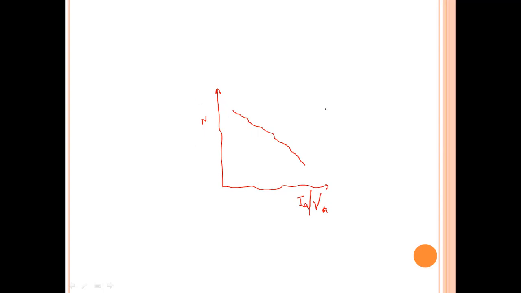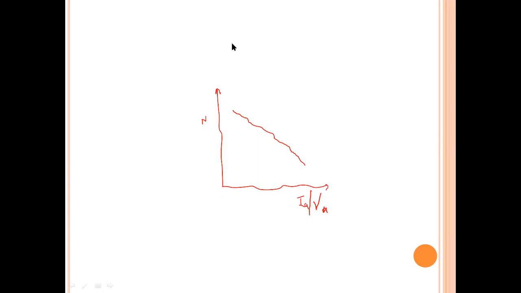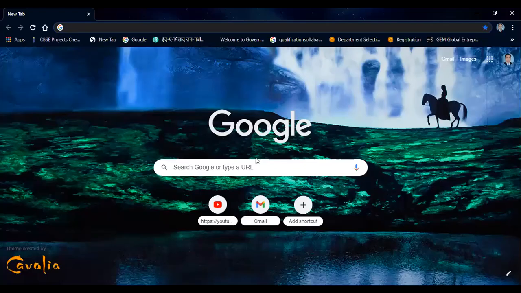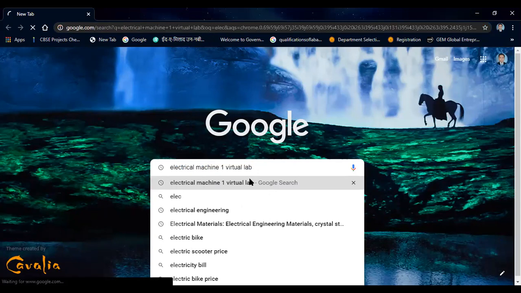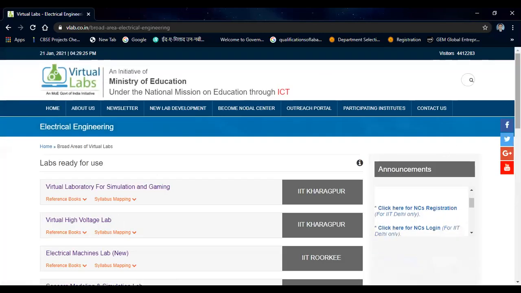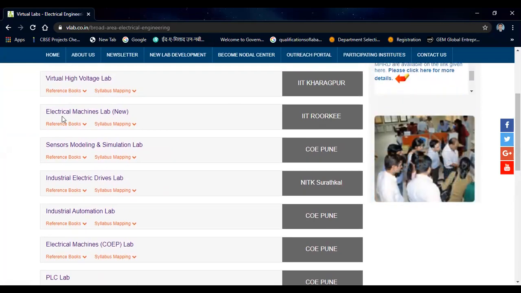Now let us discuss this practical in virtual labs. For that we open the browser. In this we write electrical machine 1 virtual lab. Here we select plabs.co.in. Here, electrical machine lab.